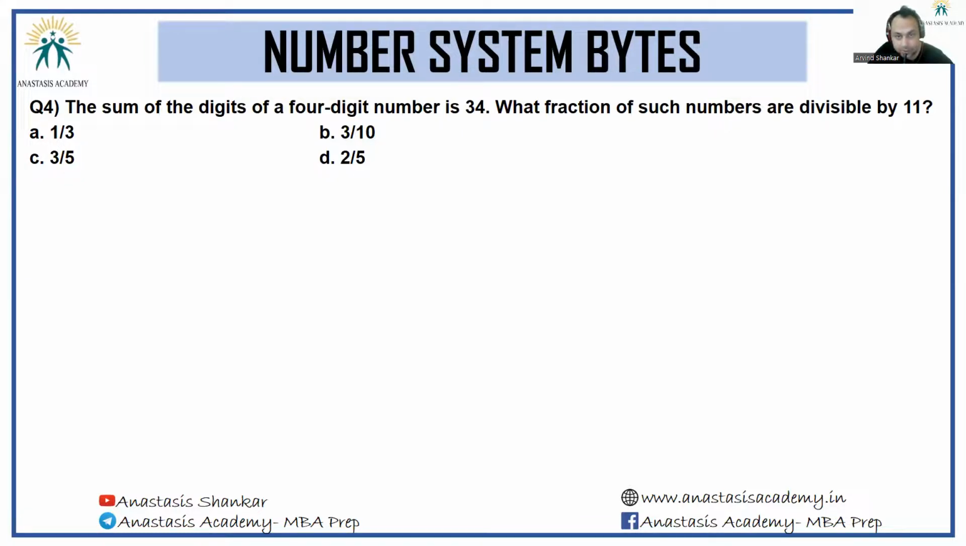The sum of digits of a 4-digit number is 34. What fraction of such numbers are divisible by 11? Okay. Sum of digits of a 4-digit number is 34. Let's see. The 4-digit number that you have is A, B, C, D. Can you see that you need at least 2 nines?